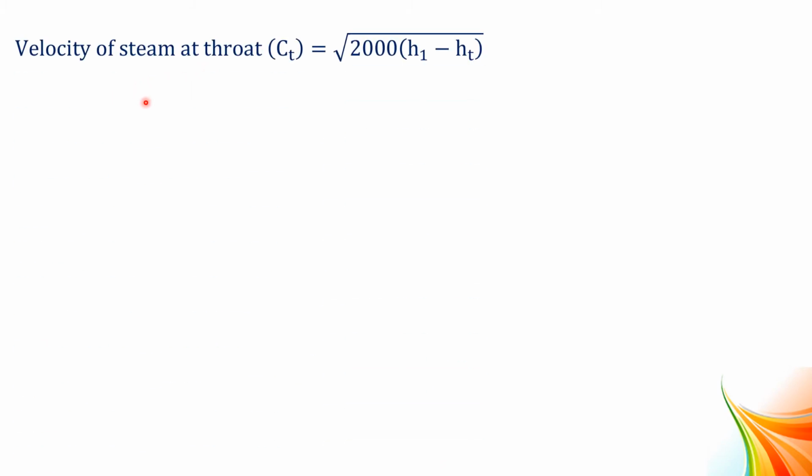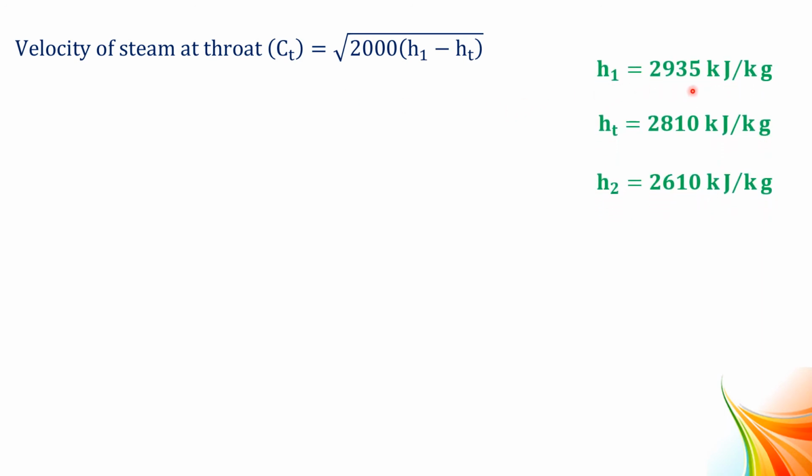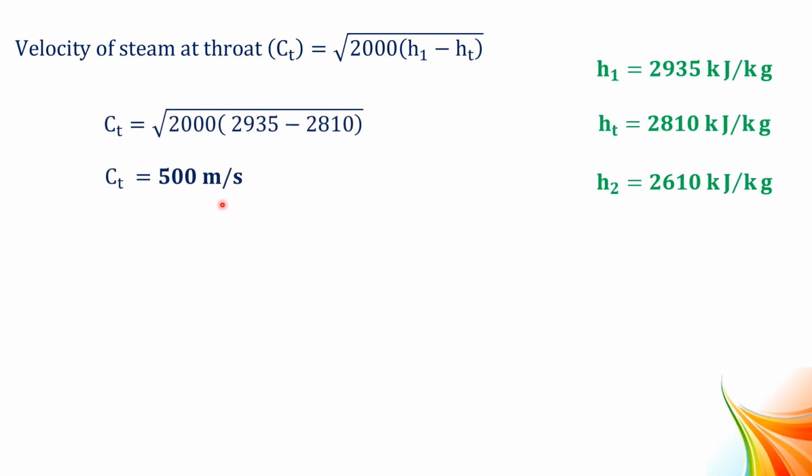Now we have to substitute the values obtained from the Mollier diagram in this velocity equation. The value of H1 is 2935 kilojoule per kilogram and Ht equal to 2810 kilojoule per kilogram. Substitute these values in the Ct equation, square root of 2000 into H1 minus Ht. So now we get Ct equal to 500 meters per second. So the velocity of steam at the throat section of the nozzle Ct equals 500 meters per second.